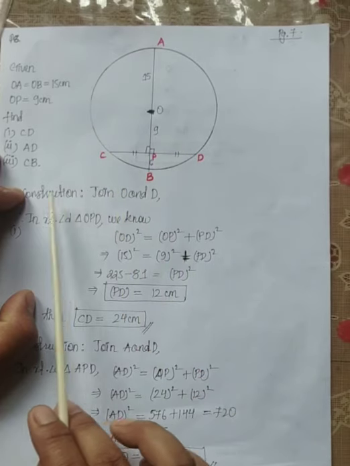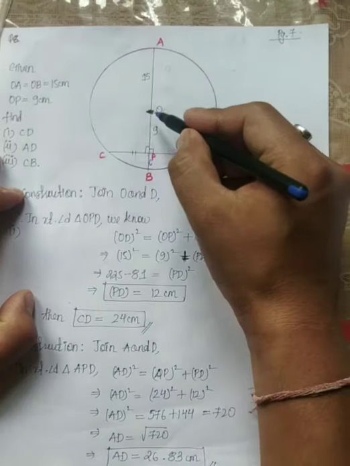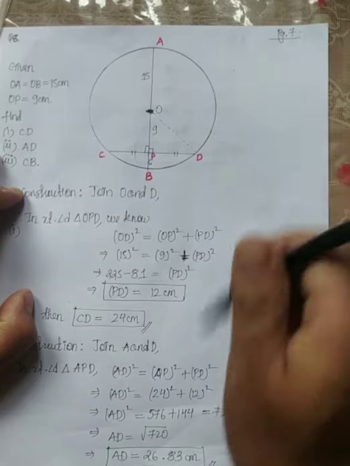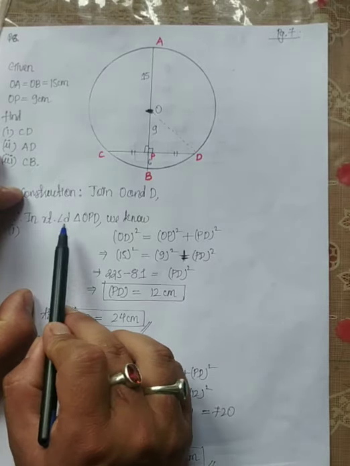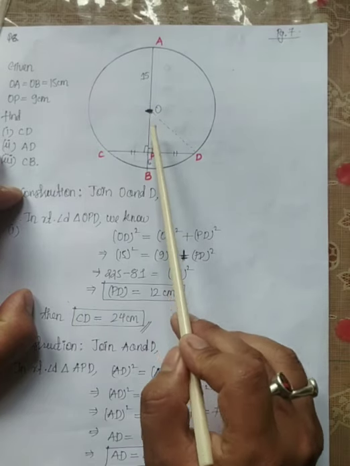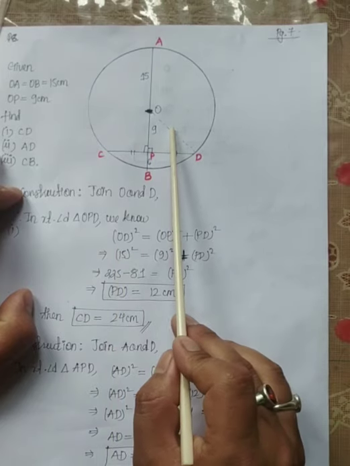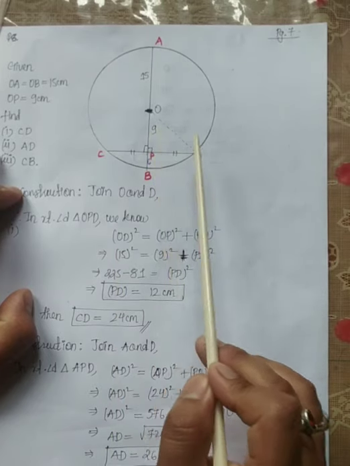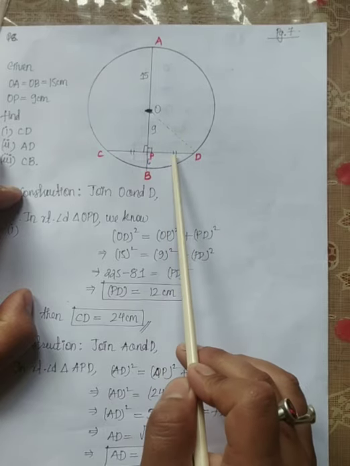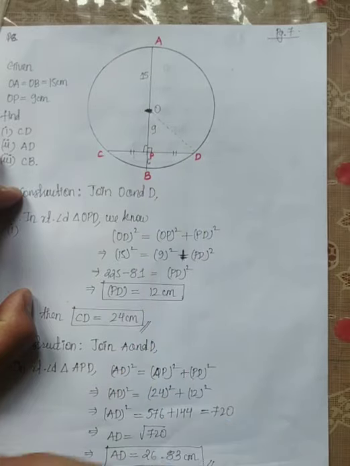So that's the reason we have to do construction. Join OD. So I have to join O and D so that I get a right angle triangle. Which right angle triangle am I talking about? OPD. In this right angle triangle, we know OD square equals OP square plus PD square. Hypotenuse square equals perpendicular square plus base square. Now remember that OD is also your radius.